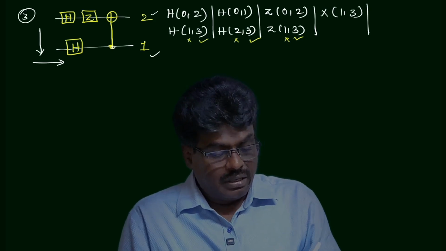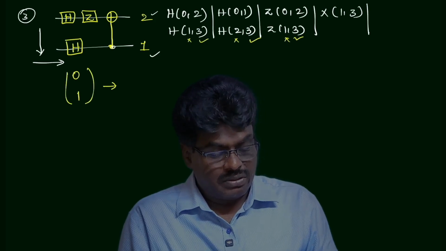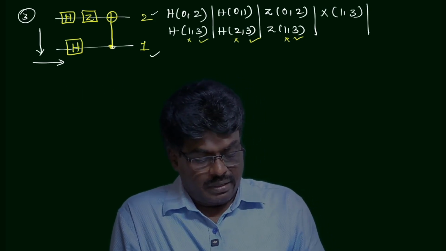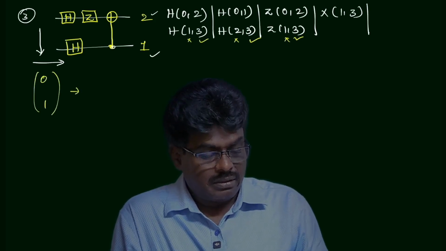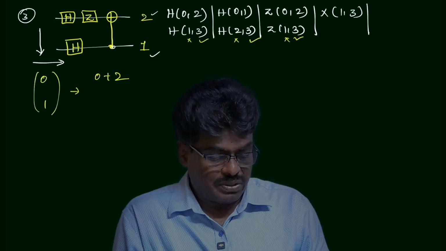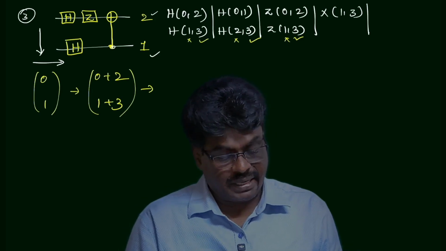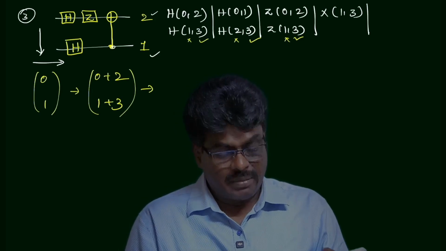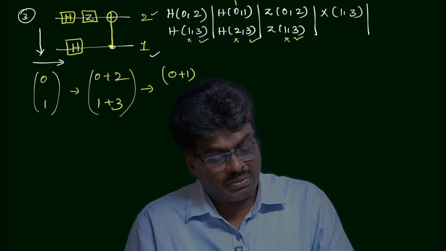Right, now first I am taking 0 1. So the Hadamard operation will do 0 plus 2, 1 plus 3. I hope you understand. I'm writing the normalization constant at the end. And after that again Hadamard operation is there, 0 becomes 0 plus 1. All of you please see this one.